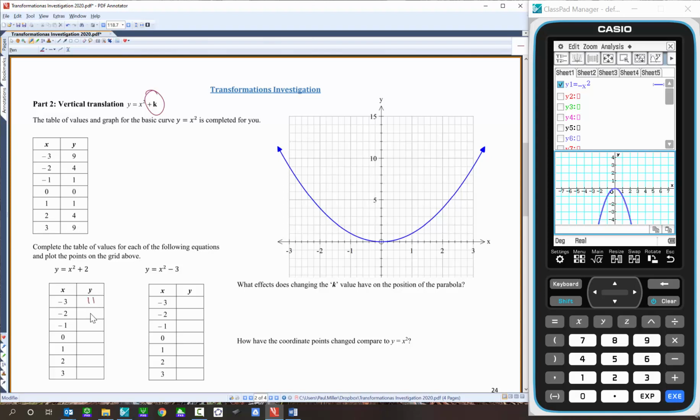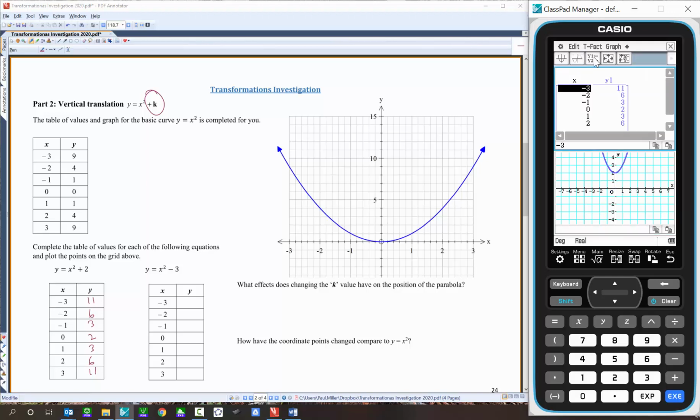So this one's going to be 11, this one's going to be 6, this one's 3, this one's 2, this one is 3, 6, 11. Let's check it out and see whether I was right. Plus 2, graph it, table please. Yep, okay. So let's plot that one. So basically it'll be the same shape except all of the values have moved up 2 units.